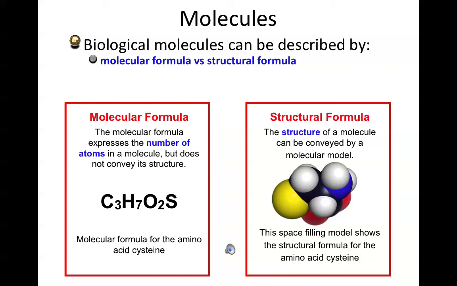The biggest difference: the molecular formula doesn't tell us how the atoms are arranged. The structural formulas, or the structural pictures, are very important to give us an idea of exactly how the different atoms of the different elements arrange themselves spatially, so we can figure out just what a molecule looks like.